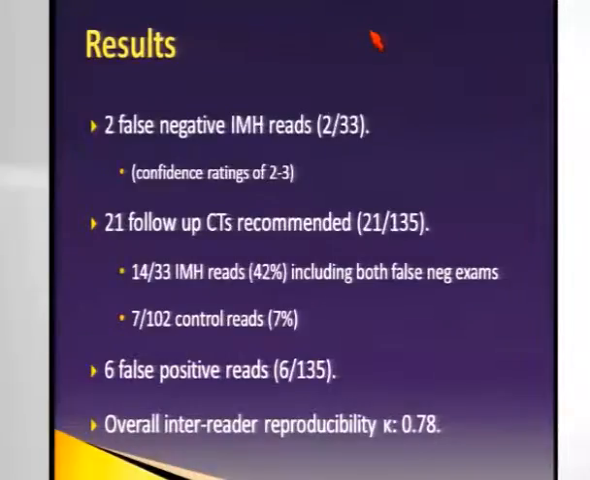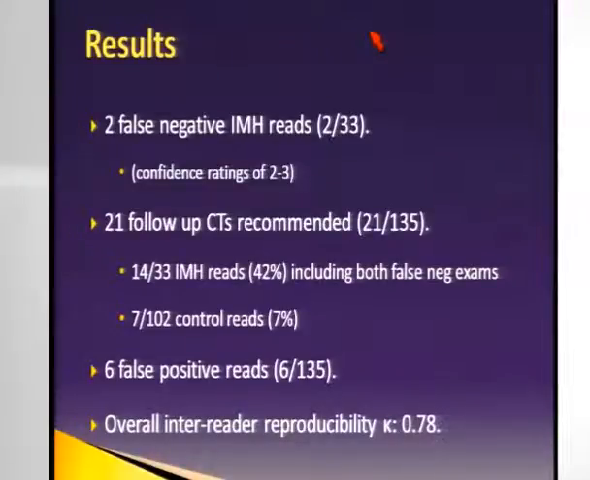So here are our results. So we had only 2 false negative intramural hematoma reads. That's 2 of 33 reads, that's 11 cases for the 3 reviewers. And those both received a confidence rating of 2 or 3. So one received a maybe and the other one received a probably no.